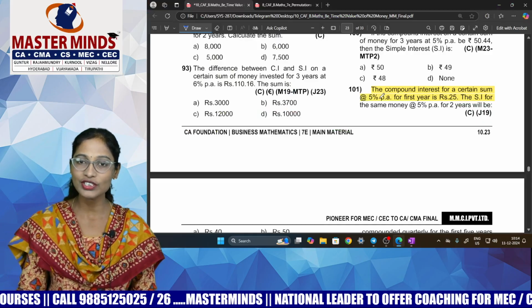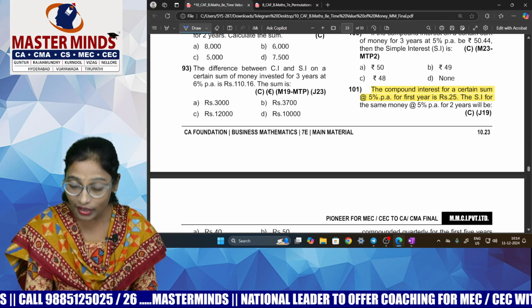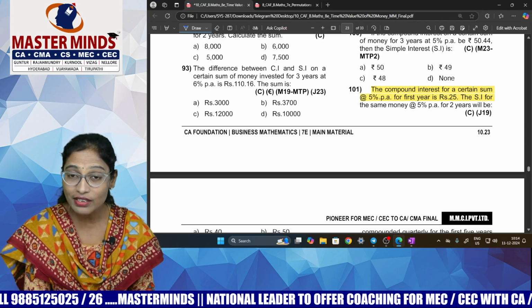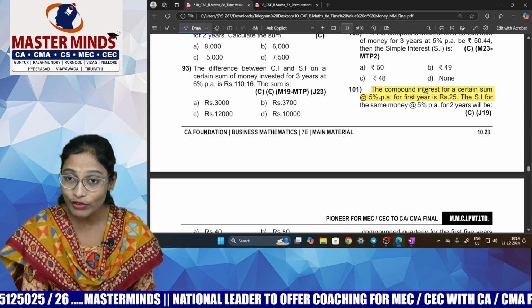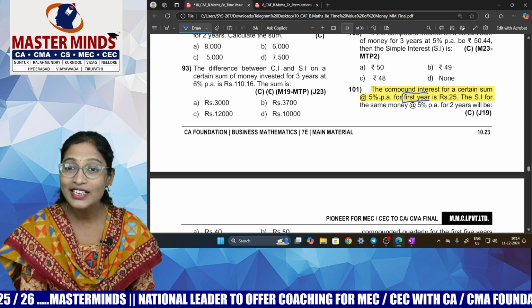Now let me show you the first MCQ in this model. The compound interest for a certain sum of money at 5% per annum for which year? First year.